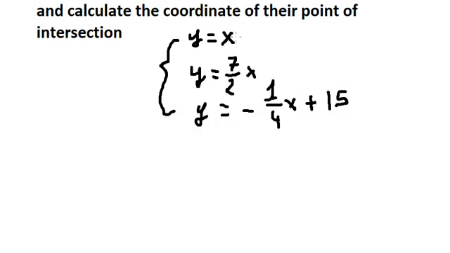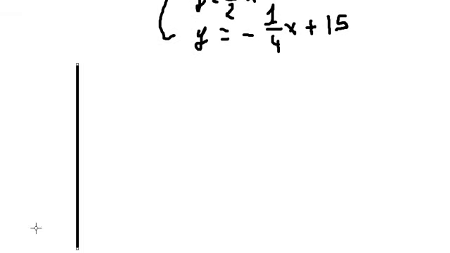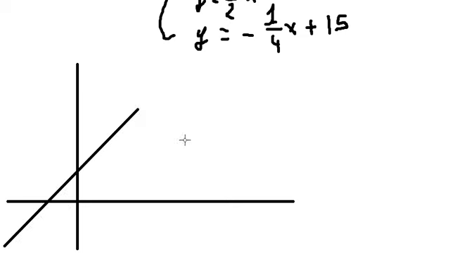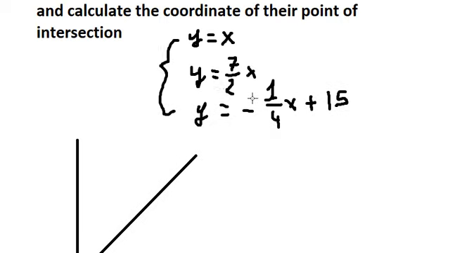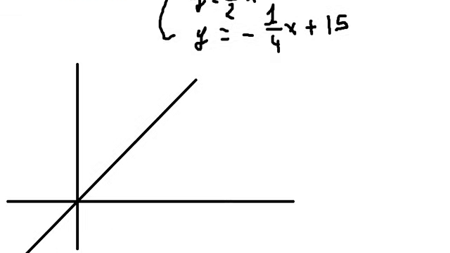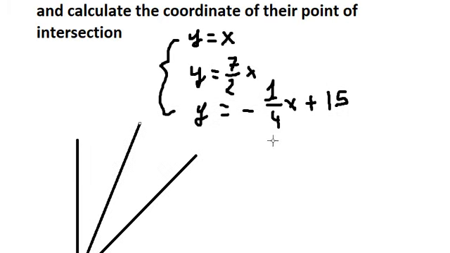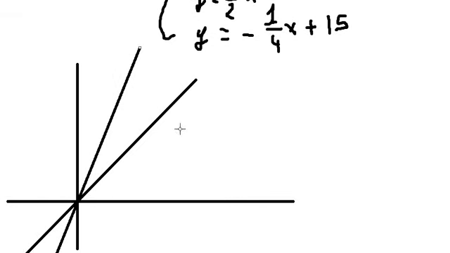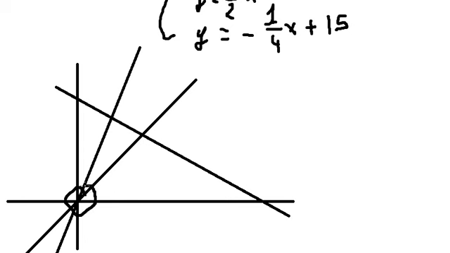Now we need to write the three equations in here. Y equals x, that should be like this. Y equals 7 over 2 x, that should be like this. Y equals negative 1 over 4 x plus 15, that should be like this. Now in this situation, we need to find the three vertices of this triangle in here.